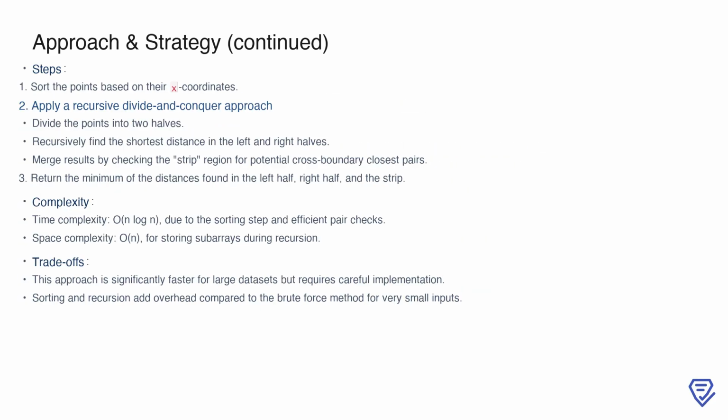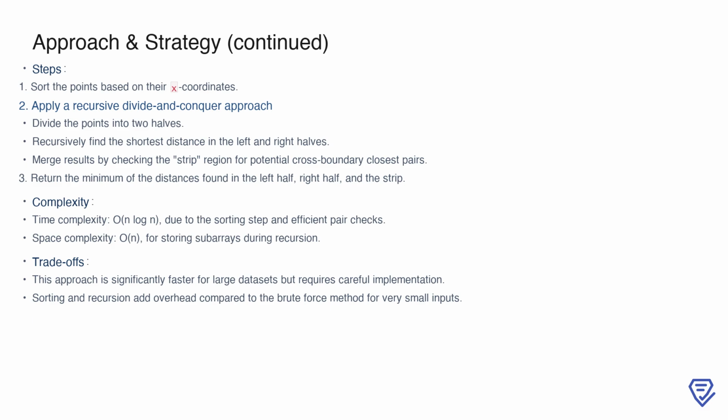The optimized approach begins by sorting the points based on their x-coordinates, which prepares the data for efficient divide-and-conquer processing. After sorting, we recursively divide the points into two halves and compute the shortest distance within each half separately. Once we have the results for both halves, we merge these results by checking the strip region near the dividing line for potential closer pairs that cross the boundary.